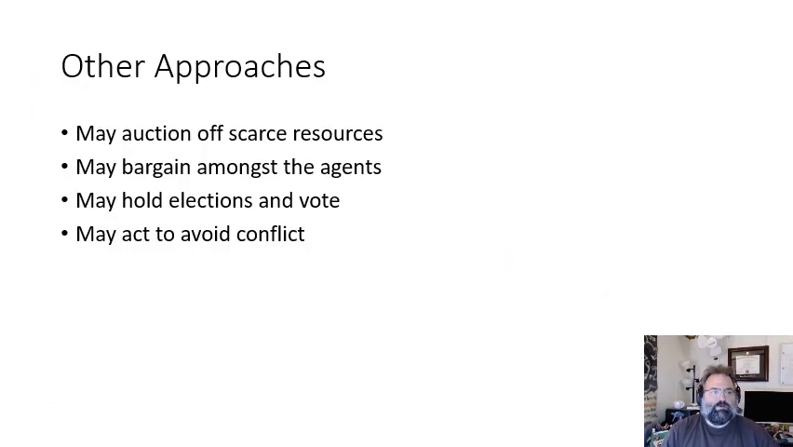There are other approaches and elements to consider. You may have this concept of auctioning off scarce resources. You may bargain amongst the agents where they trade this for that to get something. You may even have elections where the agents individually vote on some outcome. And you assume that they're going to probably follow the outcomes of these various things, bargaining and elections and resources, because they're trying to avoid conflict.